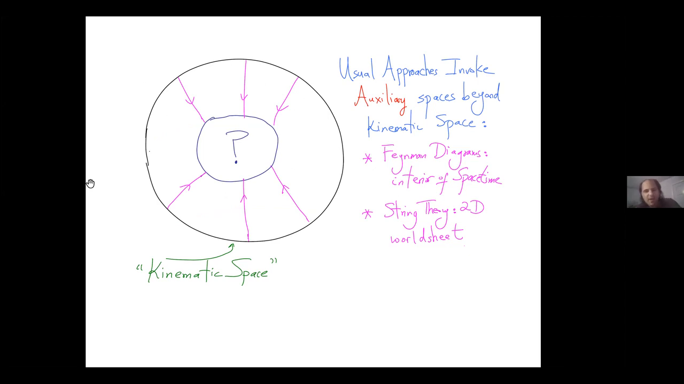But every usual approach to computing them invokes some auxiliary space beyond this kinematic space. Most obviously, Feynman diagrams invoke the interior of space-time in order to calculate this otherwise on-shell process. All these virtual particles, finite scale propagation in the interior of space-time, which isn't there in the final answer, which only involves the on-shell things in kinematic space. Or in string theory, you do some auxiliary calculation on a two-dimensional world sheet to get the answer to the scattering amplitude.